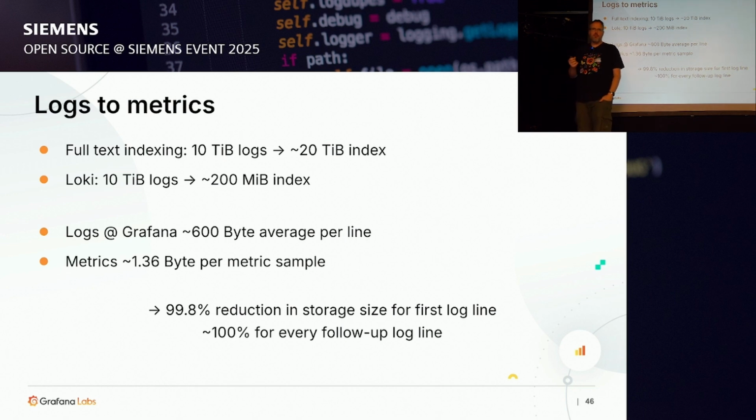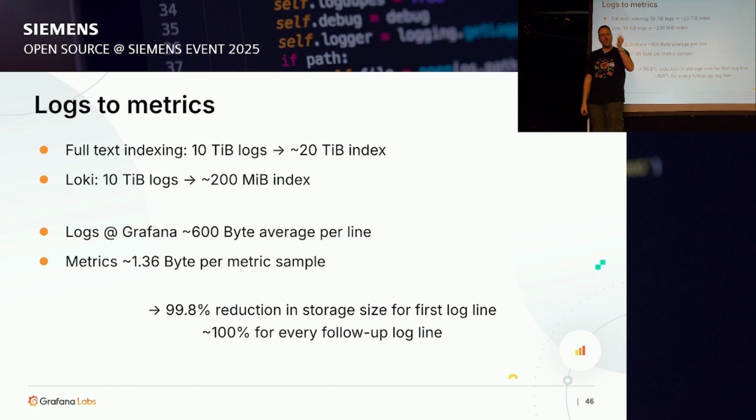We average at Grafana and all our customers roughly 600 bytes per log line. Just a big average across everything. Metrics across basically all of CNCF and everything is roughly 1.36 bytes per metric. So my reduction, notwithstanding the 200 megabytes on the index side, on the sampling side, I can turn my 600 bytes on average into 1.36 bytes on average.